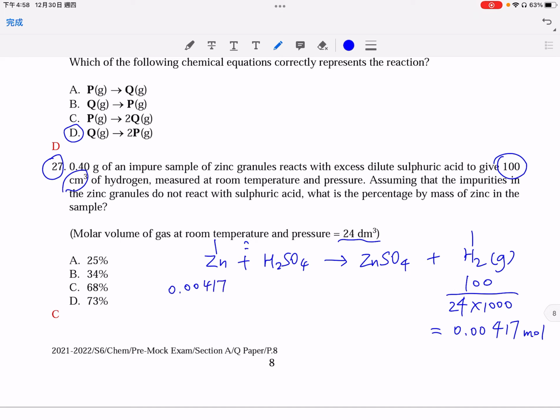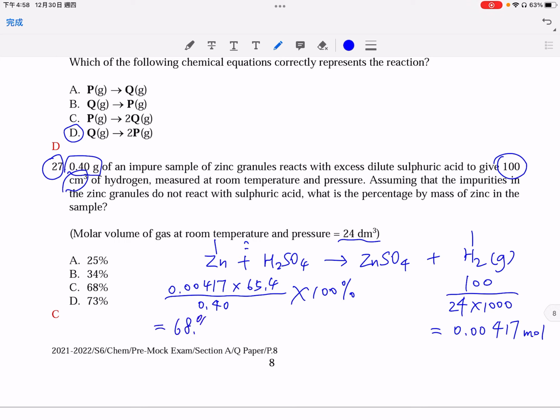This is the number of moles multiplied by the molar mass of zinc, and then this is the mass of zinc reacted. From the question, the whole sample has the mass like this. Therefore, the percentage by mass of zinc can be worked out like this. So you get the answer being C.